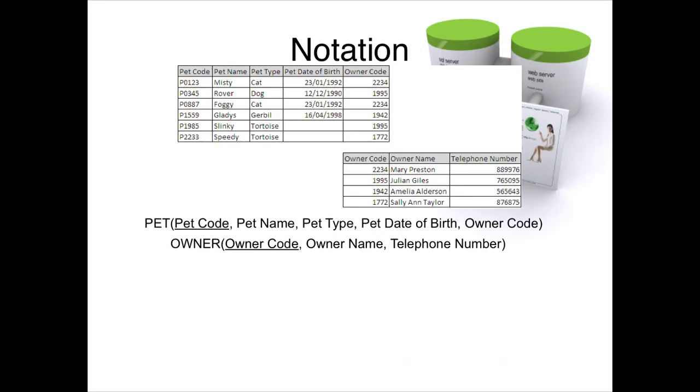And this is the result. So you have a name for each of the tables. They can be called anything you like, but you make sure they're not plural. You have them in capital letters. There's PET, there's OWNER. Primary key for pet is pet code. Primary key for owner is owner code. And we make sure that those are underlined. And then we just write down the actual elements or fields inside the brackets.